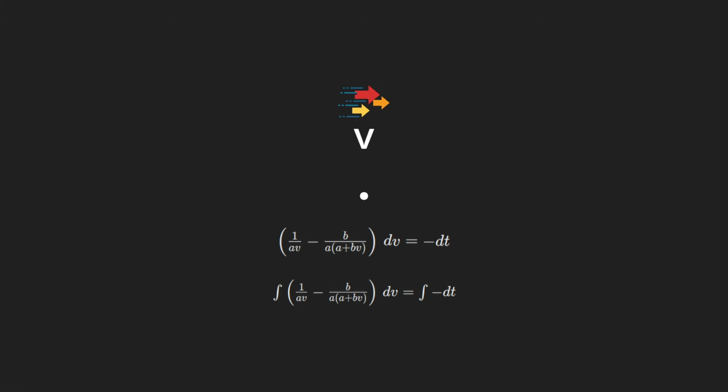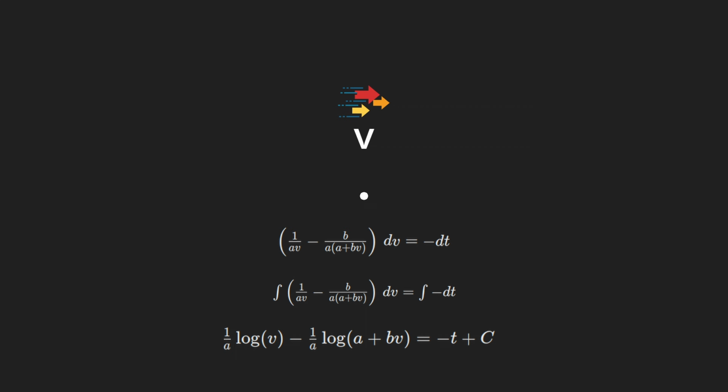So if we do the integration, the result of the integration that we'll get here is 1 by a log of v minus 1 by a log of (a plus bv) equals minus t plus c. Now this c is a new variable. Basically it's a constant. It's not a variable actually, it's a constant. So if you integrate something, you get a constant.